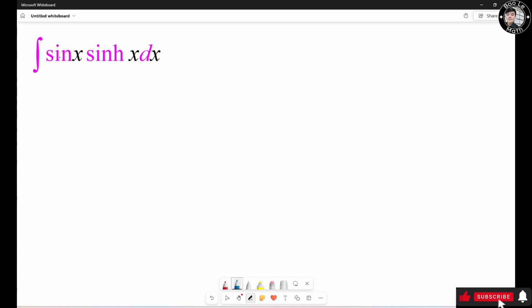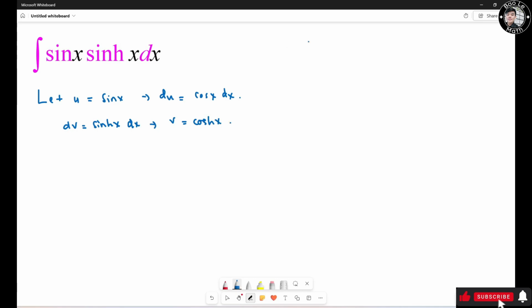The integral of sine s times hyperbolic sine s ds. Alright, so we're going to use integration by parts. We're going to let u be sine s. Then we have du equals cosine s ds, right? Now dv equals hyperbolic sine s ds. Then v equals hyperbolic cosine s.